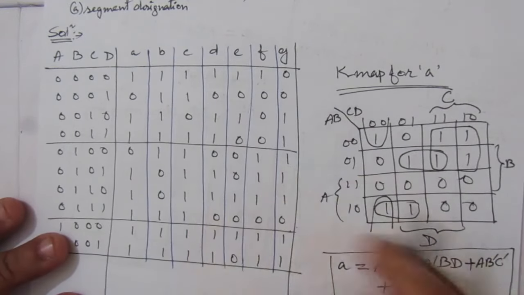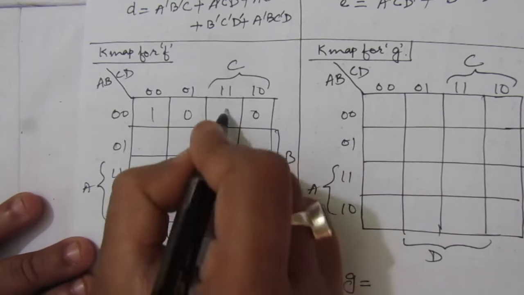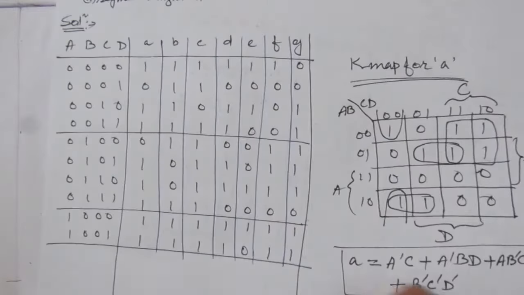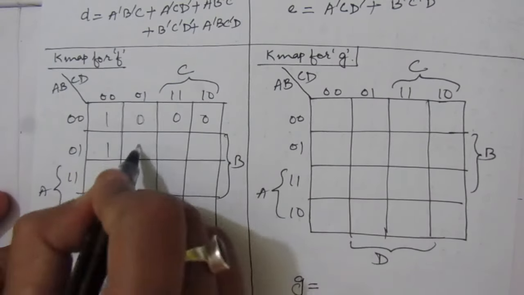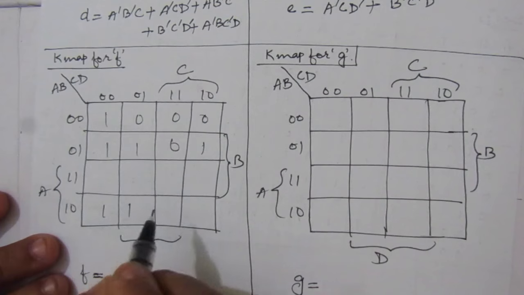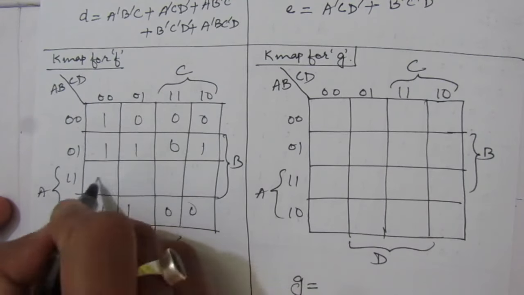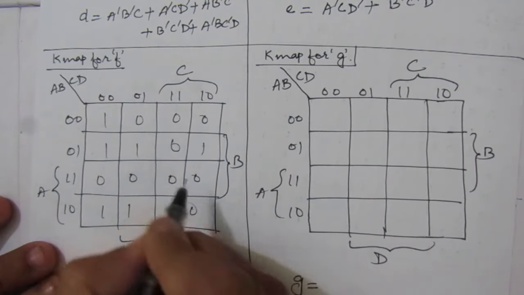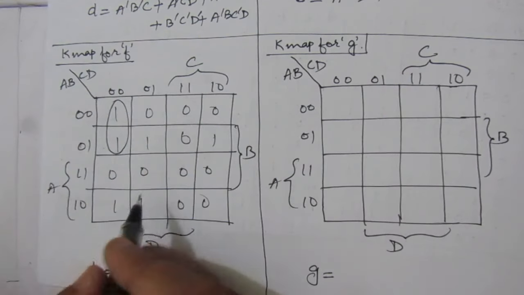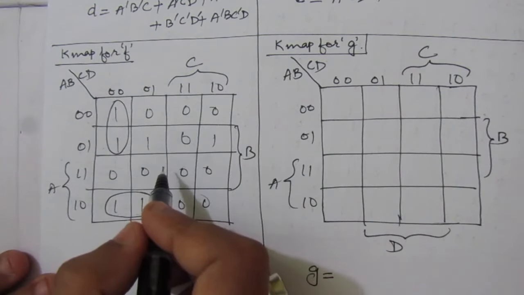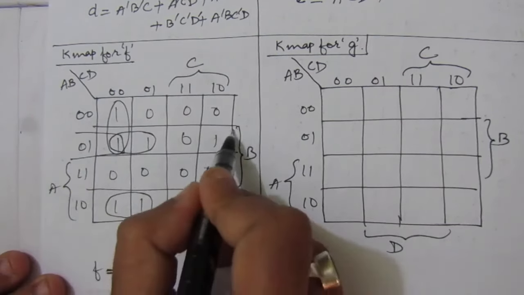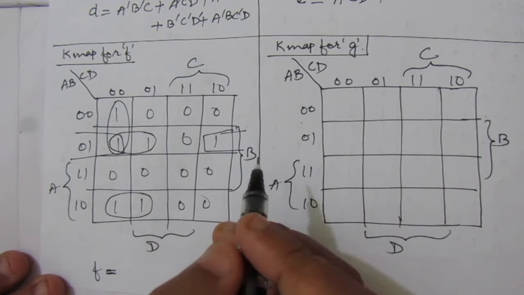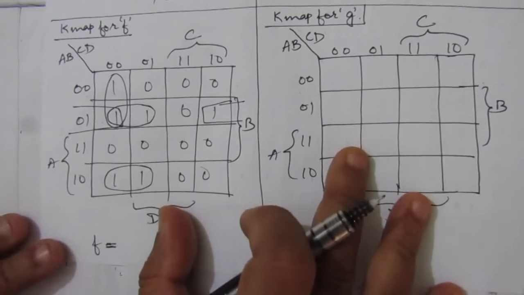Okay. Now let us put the value of f. 1, 0, 0, 0. Then we have 1, 1, 1, 0, 1, 1. So others will be 0. So one combination will be this one, another will be this one, the third combination will be this one, and the last one will be this one combination. Okay, now let us write down the Boolean expression.